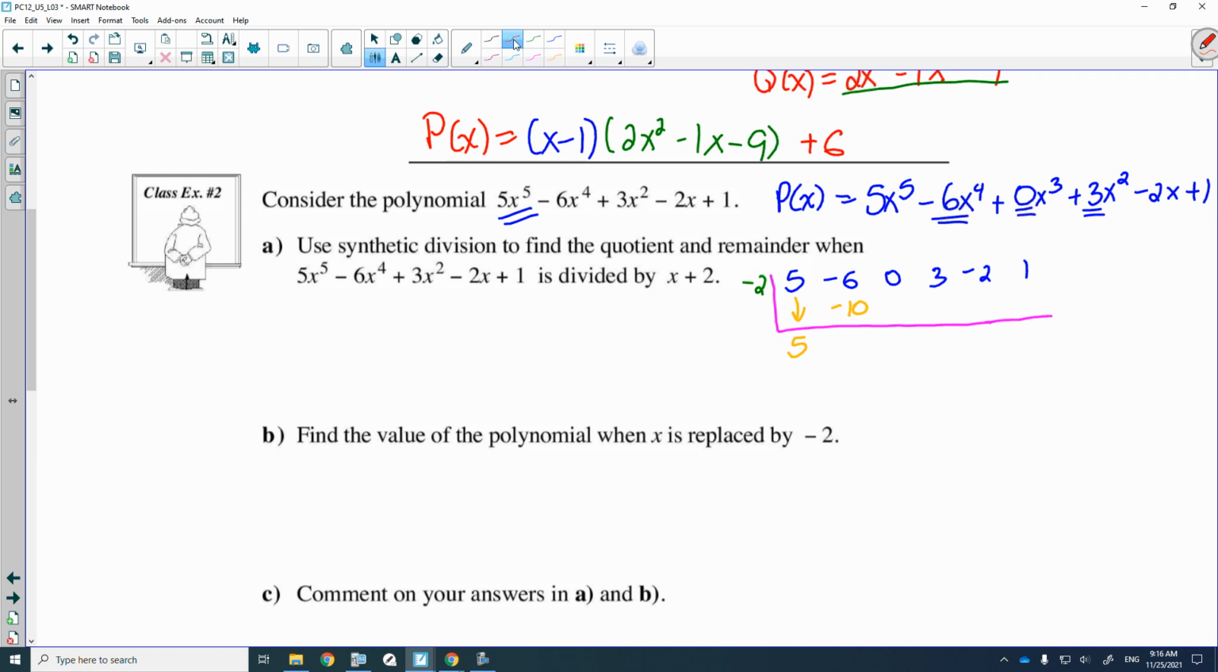Then what do you do? Add. It's always adding for synthetic division. So negative 6 plus negative 10 is going to be negative 16. Then you multiply. Negative 16 times negative 2 is going to give you a positive. 16 times 2 is 32. Then you add. 0 plus 32 is 32. Then you multiply. 32 times negative 2 is negative 64.